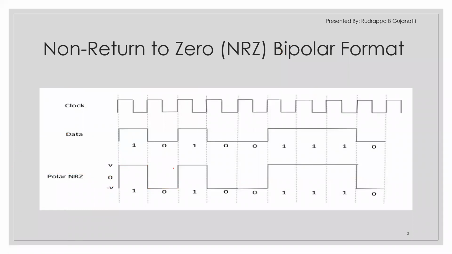If it returns, then it will be called return to 0. Since it is not happening in any of the given bit intervals, it is called non-return to 0. Just a rectification over here: it is polar format.